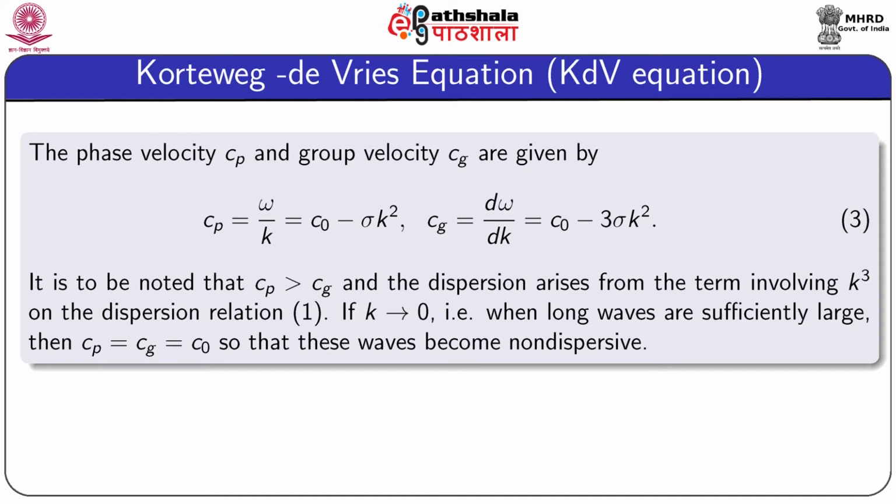Now, if k goes to 0, that means if we consider a long wavelength wave, then from equation 3 we get Cp equals C0 and Cg equals C0. That means the values of the phase velocity and the group velocity become constant, and this is the characteristic of a non-dispersive wave. Therefore, for long wavelengths the equation becomes that of a non-dispersive wave.